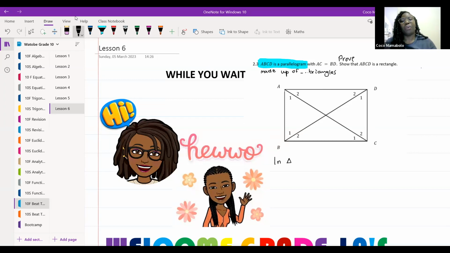We need to look for congruent triangles, right? Because we know that if we can break our question up into pieces, then the other small pieces will start to come together once we've figured out the congruent triangles.